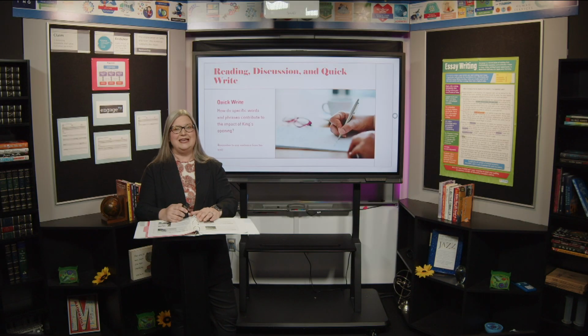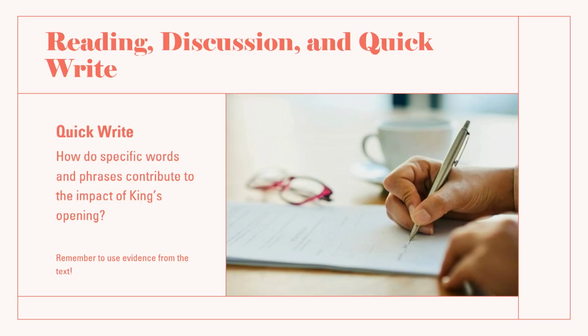So let's look at the next thing that I need you to do. You are going to do a quick write every single day. Again, make sure that you keep up with these quick writes. So I want you to think about how specific words and phrases contribute to the impact of King's opening. So just look back at that salutation and look back at paragraph 1 and think about specific words that he uses and how they contribute to the impact of his opening.